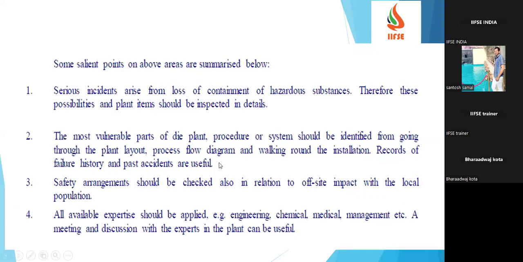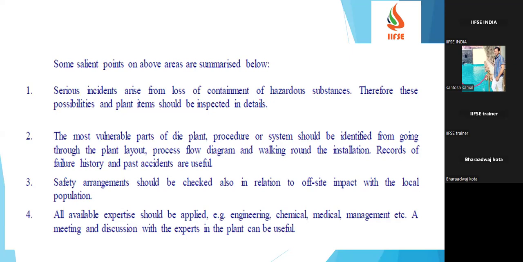Now we'll see some salient points for what we have seen above. One is that serious accidents arise from a loss of containment of hazardous substances. Therefore, these possibilities and the plant items should be inspected in detail. So a serious accident is a loss of containment of hazardous substances. Whenever we have leakages, it leads to serious accidents.